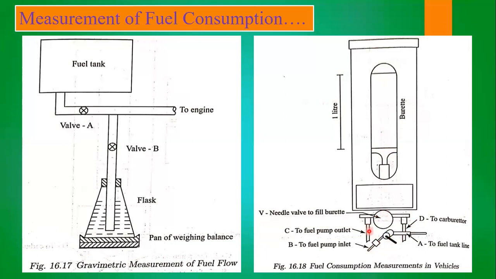This is the fuel pump outlet, and this is the fuel pump inlet. Through this fuel pump inlet we will directly connect to the needle valve to the burette, whenever we need to measure the fuel consumption. Through this needle valve the burette is going to be filled. Internally there will be some connection in between the needle valve and the burette, so whenever we send fuel to this needle valve, it fills the burette, which is of 1 liter volume.